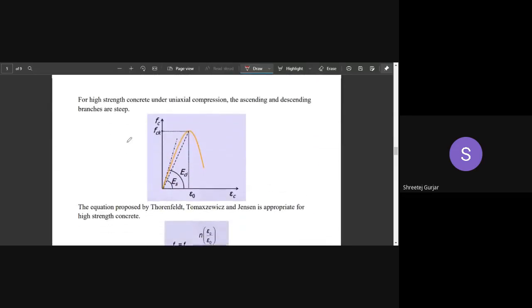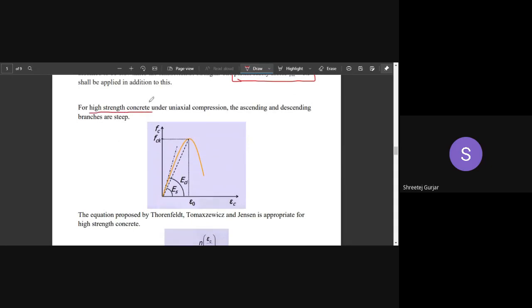Now coming to high strength concrete under uniaxial compression. You can see that this is your ascending branch, and this is your descending branch. Both of these are very steep whenever we are dealing with a high strength concrete curve. This is your stress axis, this is your strain axis, and when we plot a stress strain curve for high strength concrete, the ascending part is very steep, and the descending part is also very steep. This is the difference between the stress strain curve for normal concrete and for high strength concrete.